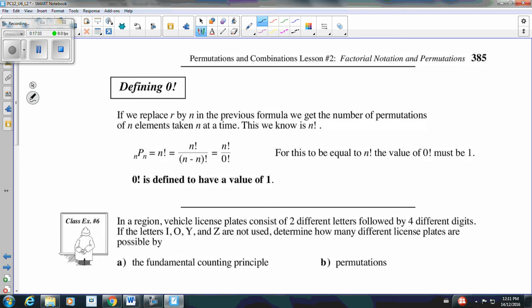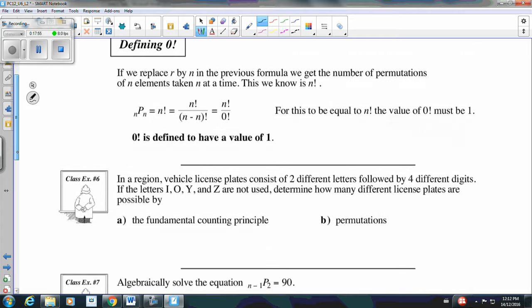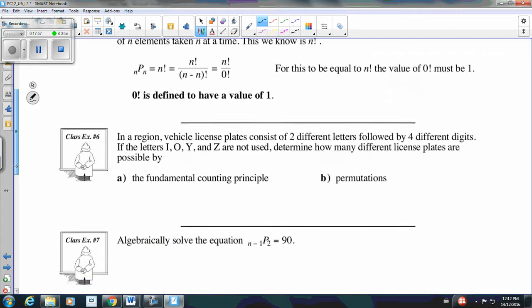So we know if we have 8 letters and we are placing all 8 letters, we're going to go 8 times 7 times 6 times 5 times 4 times 3 times 2 times 1, which is the same as 8 factorial. But in our formula here, it does force us to divide by the factorial of 0. So as a consequence of this formula, 0 factorial must be defined as 1. That's kind of something you need to remember. Of course, you can punch it into your calculator and it will give you 1 as well.